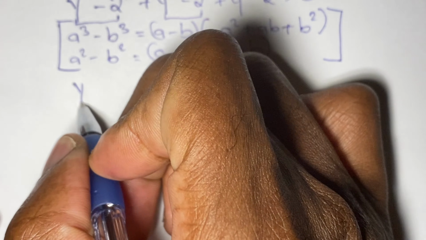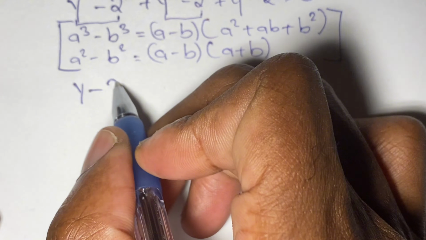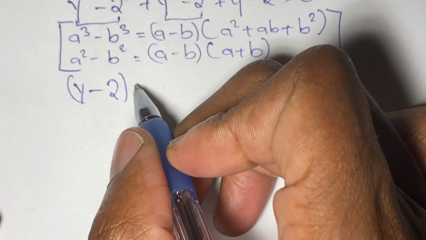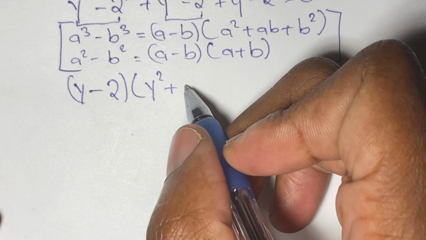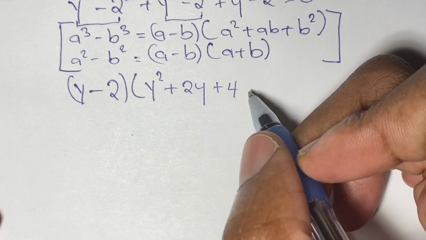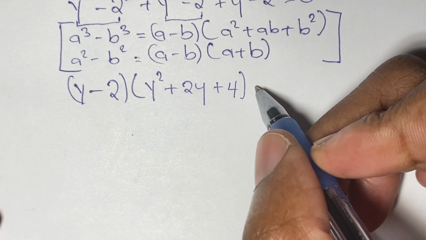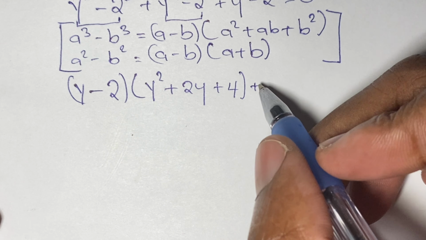So now from here we say a cubed minus b cubed, so we expand that by saying y minus 2 in one pair of brackets, and in the other pair of brackets we'll do the other one by saying y squared plus 2y plus 2 squared, so that would be 4. And from here we'll have plus, and we plus the difference of 2 squares, y squared minus 2 squared.